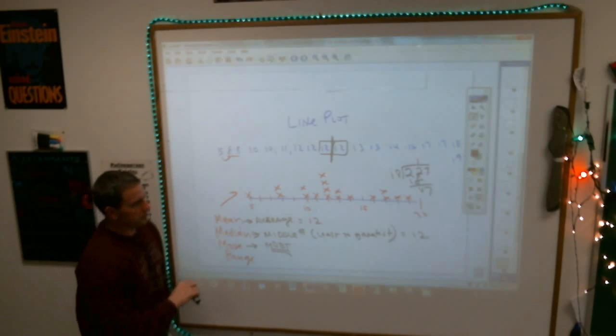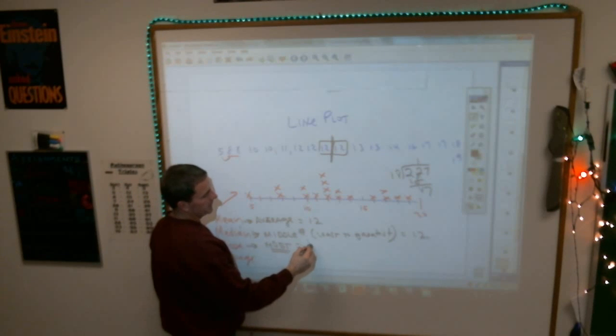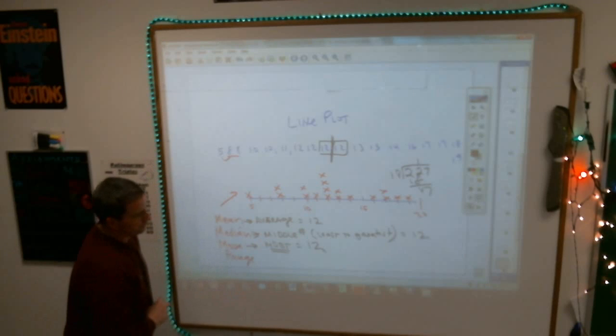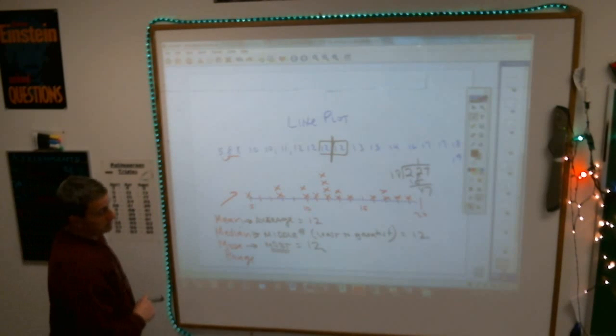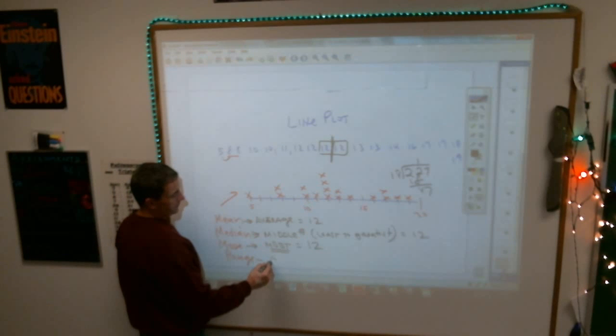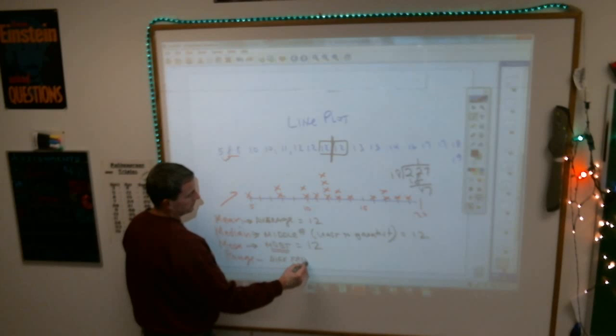The mode, ladies and gentlemen, is the number that happens the most. Which number happens the most? And it's easy to see with your line plot because it's the tallest stack up there. Believe it or not, it is 12 again. And then the range is the difference from smallest to biggest.